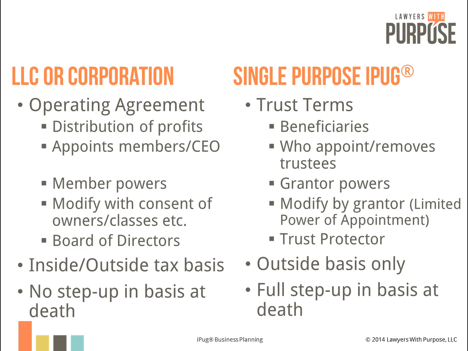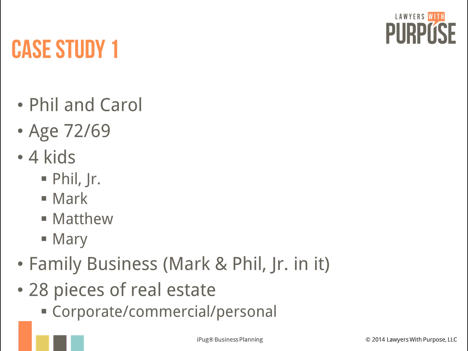So let's take a look at a case study where a real client of Davis & Pono's law firm could have gone with an LLC, but instead chose to use a single-purpose IPUG in his planning. Of course, we've changed the names to protect the confidentiality of the client. Phil and Carol were 72 and 69 years old. They had 4 kids. Phil Jr. and Mark both work in the family business, while Matthew and Mary do not.